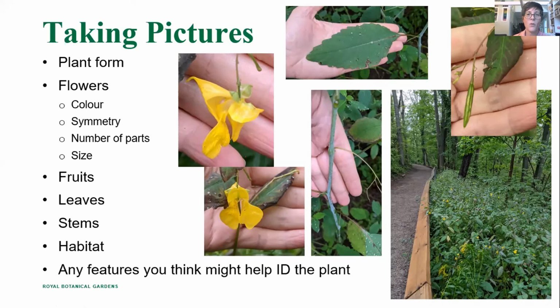You don't have to bring a ruler out with you to capture the size. Just use your hand for scale, or if it's something big like a tree or shrub, get somebody to stand next to it, put your dog next to it, and tell them to sit and take a picture. Grab pictures of the fruits if they're there. The leaves, I like to take the top side and back side of the leaf. Sometimes they show you different information. The stem and the habitat and any features that you think might help you ID the plant, like that white waxy coating.